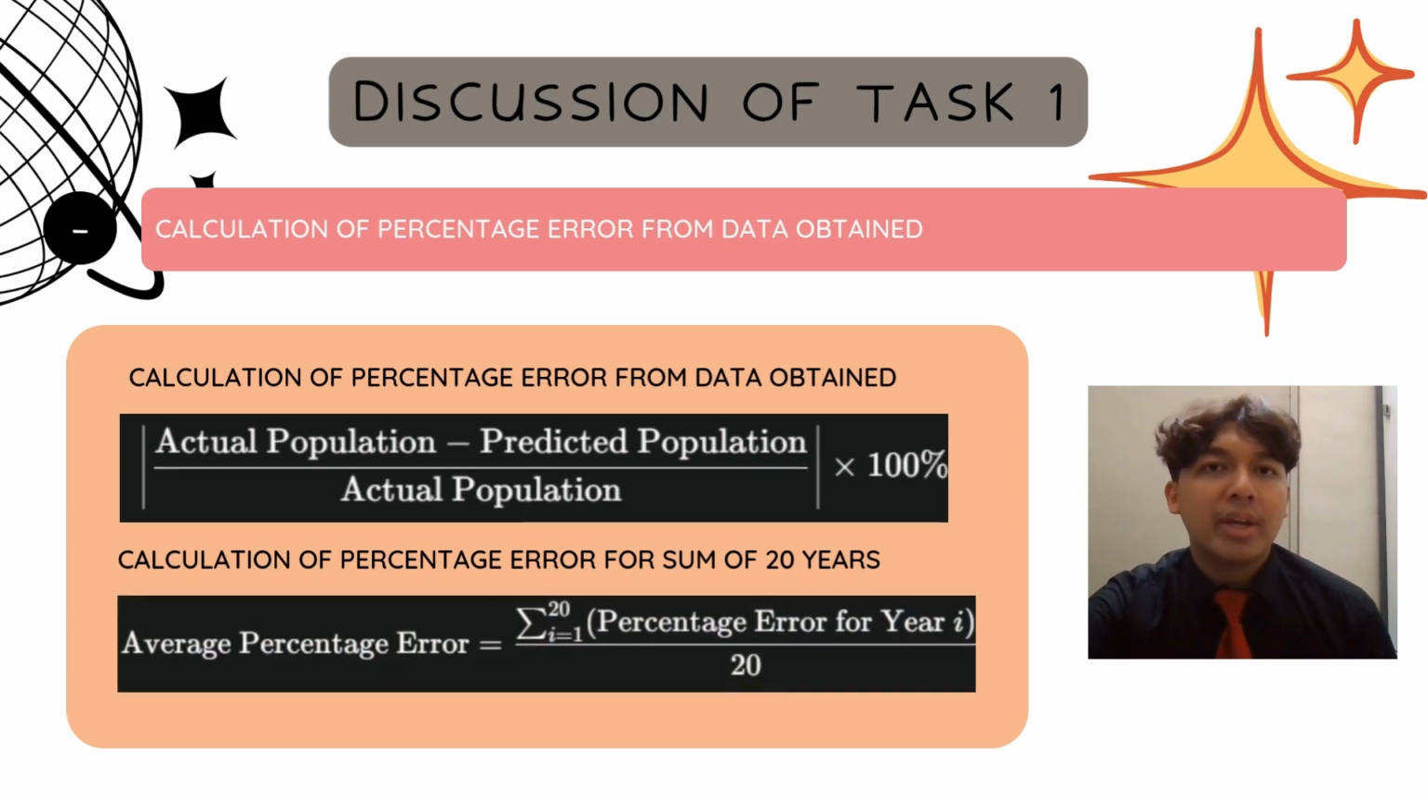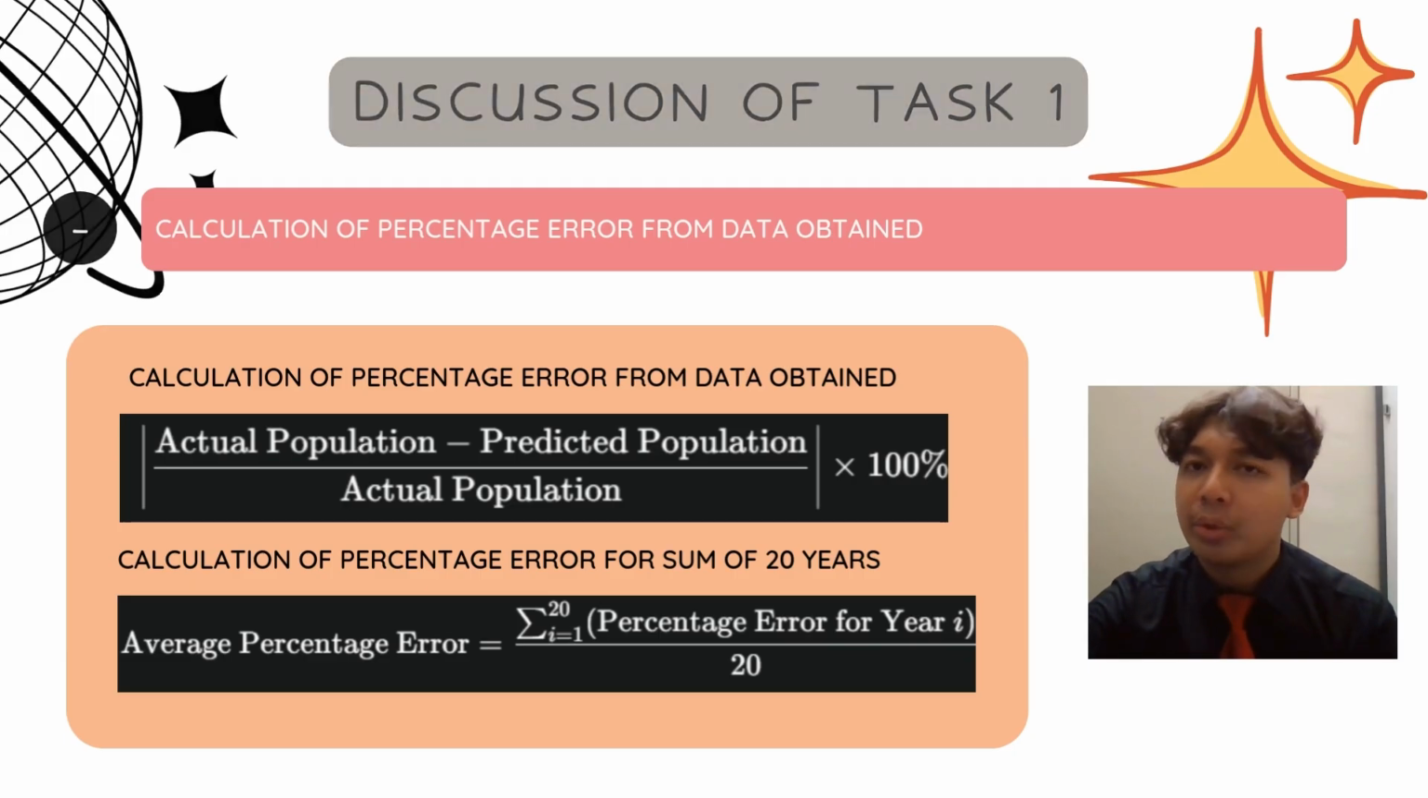Now, we can calculate the percentage error of the data obtained from the particular solution and the predicted value. We can use the formula of percentage error, which is the actual population minus the predicted population divided by the actual population multiplied by 100%. We then need to calculate the percentage error for every year from the year 2000 until 2020. For that, we need to calculate the average percentage error, which is the sum of all percentage errors in those years divided by the number of years, or t, which represents time. In this case, the value of t is 20 years.